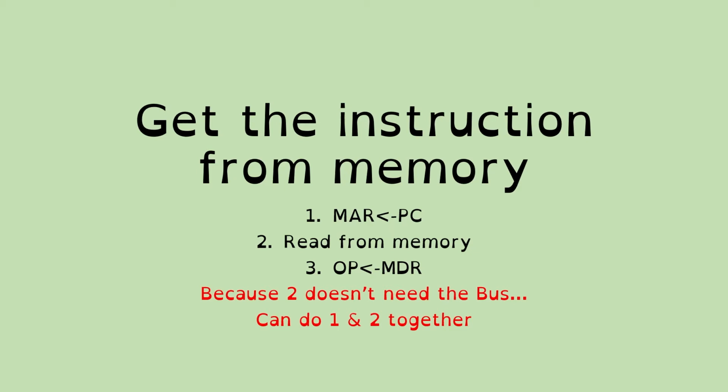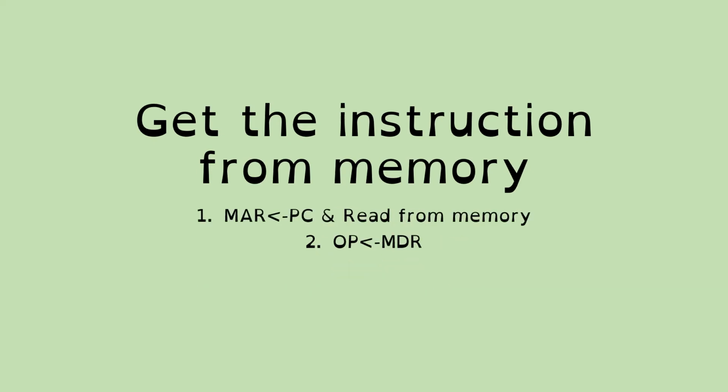There's obviously a necessary sequence, but actually everything will settle within a clock cycle, and we're not overclocking things too fast. So by the end of our clock cycle, we can tell it to do both things, and by the end, it will have read the memory. You can trust me on this because I'm a lecturer. So this brings us to phase 1, which is MAR from PC and read from memory at the same time, and then op from MDR.